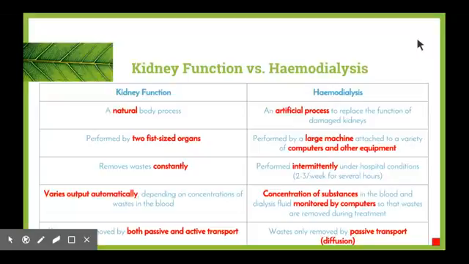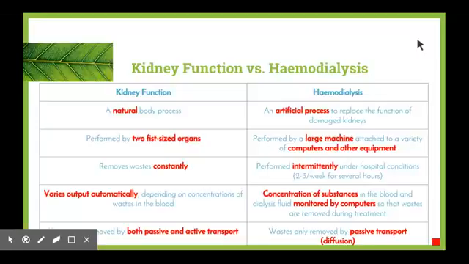The kidneys work to remove waste constantly. Even though we don't realize it, our kidneys are filtering our blood all the time. Hemodialysis, on the other hand, is performed intermittently under hospital conditions 2 to 3 times a week for up to 4 hours at a time. Our kidney function also varies the output automatically.